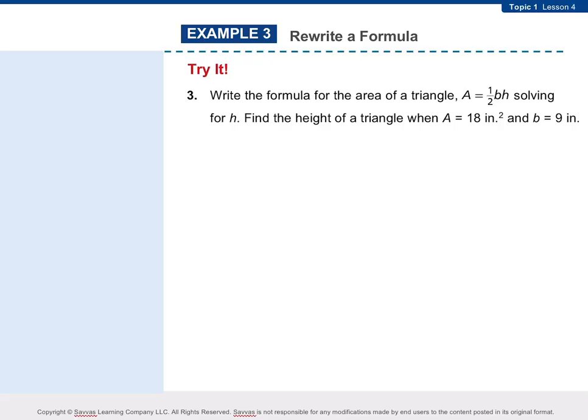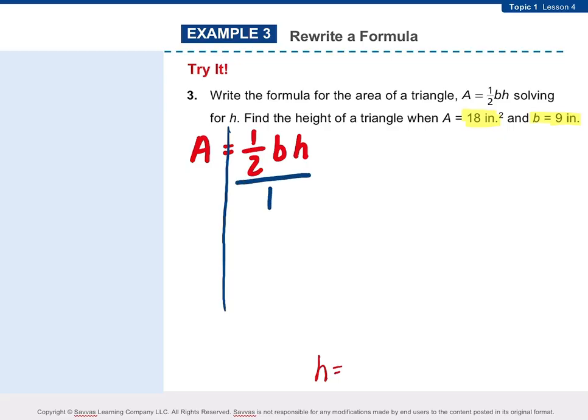So here it says, rewrite the formula for the area of a triangle, and it is A equals 1/2 times B times H. So it says find the height of the triangle. So that's what we're looking at. Find the height of the triangle when A is 18 inches squared and B is 9 inches. So we want to rewrite this to solve for H. We want a formula for H. And so we're going to solve for H. We're going to try to get H by itself. We're going to divide. Let's first do B. Get rid of that B.